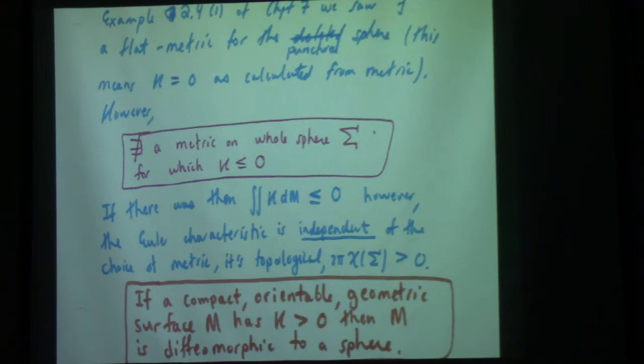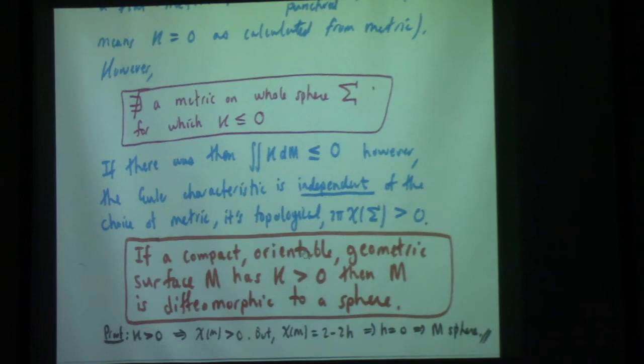All right. So if a compact orientable geometric surface M has positive Gaussian curvature, then M is diffeomorphic to a sphere. That's not quite right. It's a sphere with, I think, handles. Wait a minute, is that right? Okay. How do I know? Oh, there's the proof.